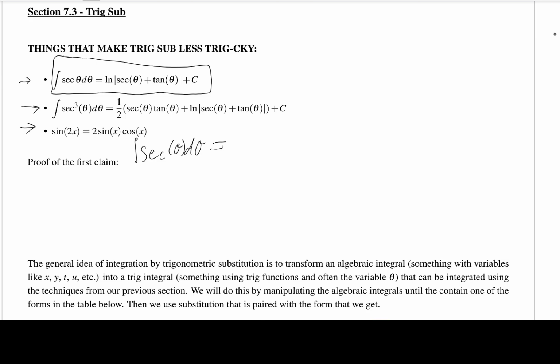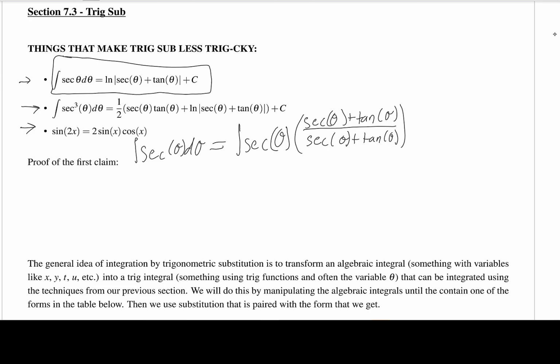The thing is that when I multiply by 1, I'm going to write the number 1 in a really weird way. What I'm going to do is write it as secant theta plus tan theta divided by secant theta plus tan theta. Right, so the numerator and the denominator are the same, which means that this fraction that I've just created is equal to 1.